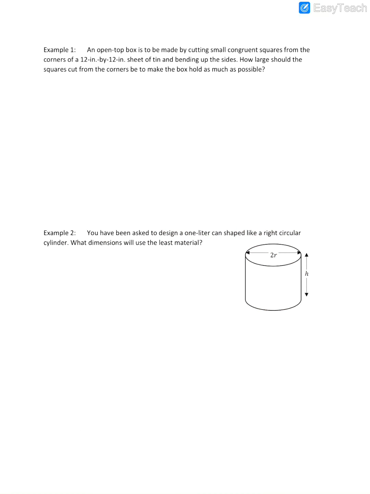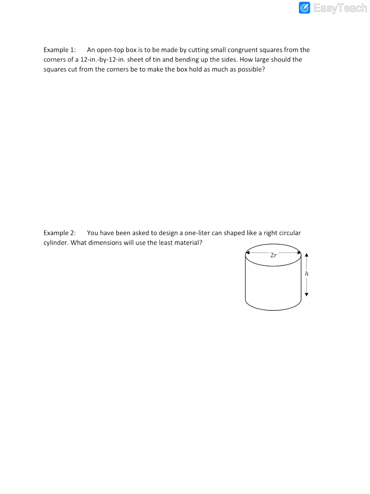All right, let's look at some examples. So let's look at number 1. It says an open top box is to be made by cutting small congruent squares from the corners of a 12-inch by 12-inch sheet of tin and bending up the sides. How large should the squares cut from the corners be to make the box hold as much as possible?